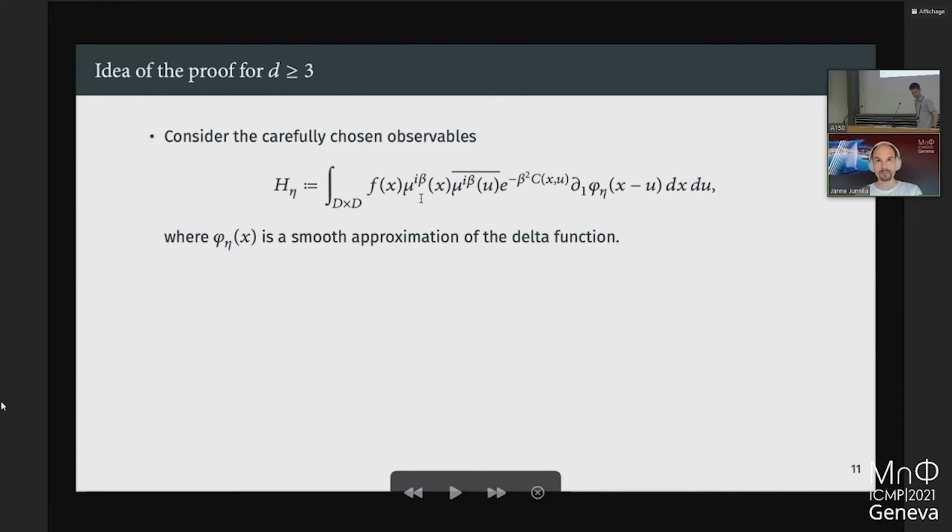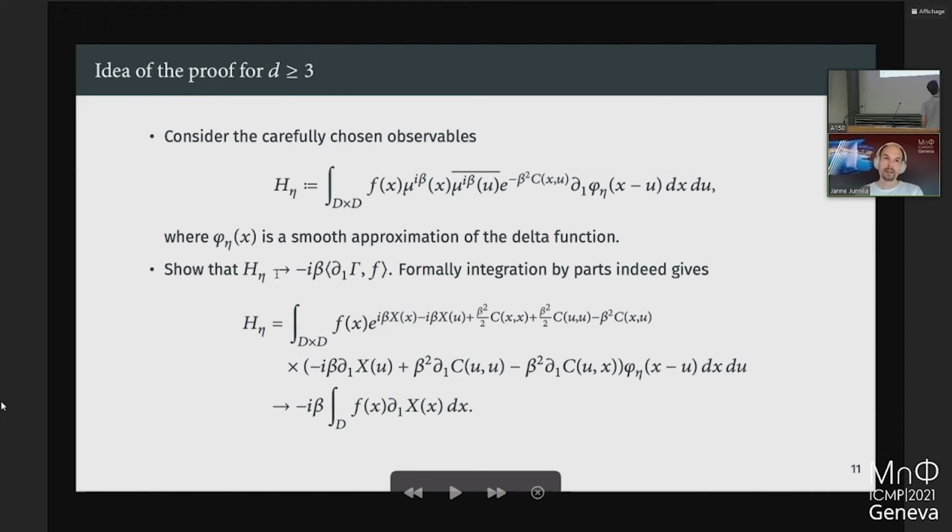So here you just put in these imaginary chaos objects, and you have this normalizing factor here, and then you take the partial derivative of phi eta, which is a smooth approximation of the Dirac delta function. This is to recover the first partial derivative, and you can just put another coordinate here to get the whole gradient. Then you show that these converge to minus i beta times the distributional derivative of gamma applied to f.